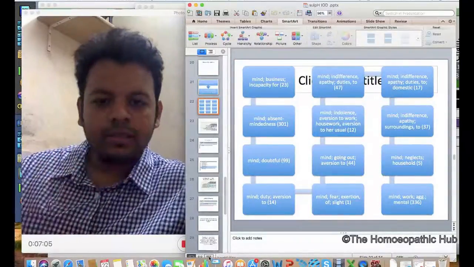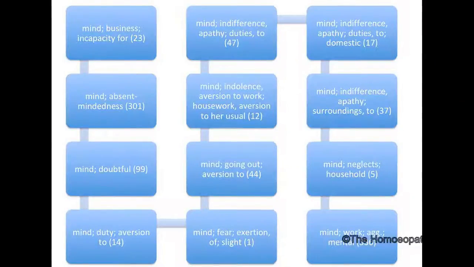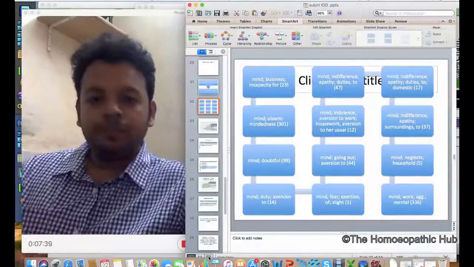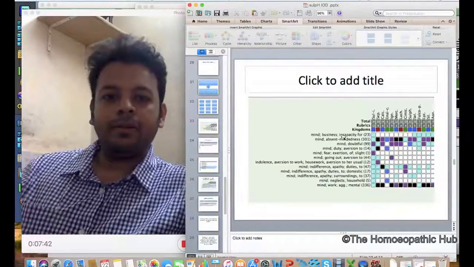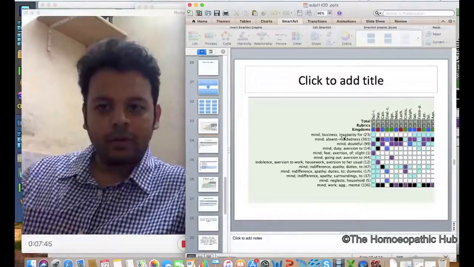You can see this in the rubrics, and I will show you some that you should have a look at. Business, incapacity for; absent-minded; doubtful, very doubtful; don't want to work; duty, aversion to; going out, aversion; doesn't want to do daily routine work; indolence, aversion to usual work; even the slightest exertion they don't want to do; fear of slightest exertion; indifferent to duty, domestic; indifferent to surroundings; neglects household; mental work, excel. So you are thinking of a carbon remedy or a sepia-like remedy, but it could be sulphur iod. You can see this in the repertory very nicely. The rubrics are given; you can have a look here.